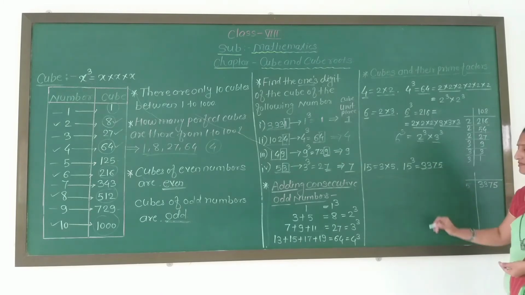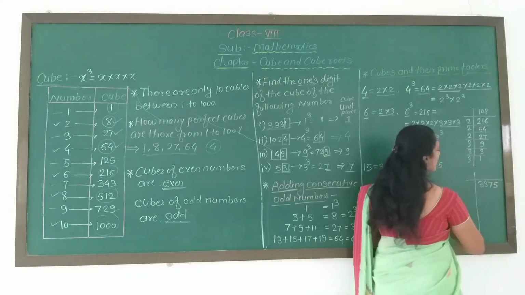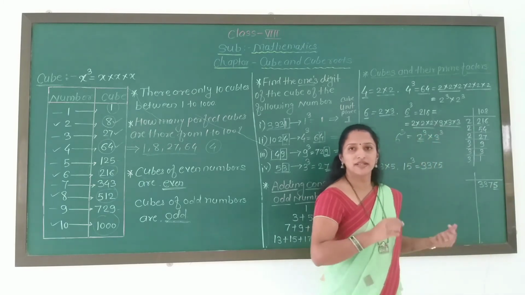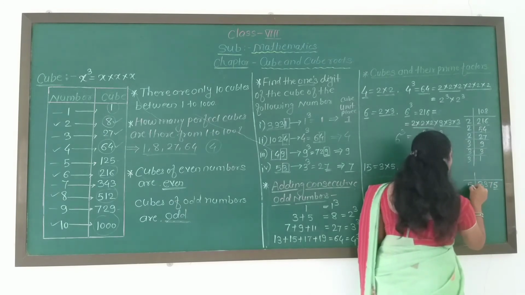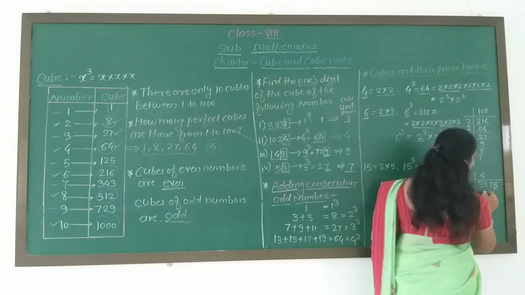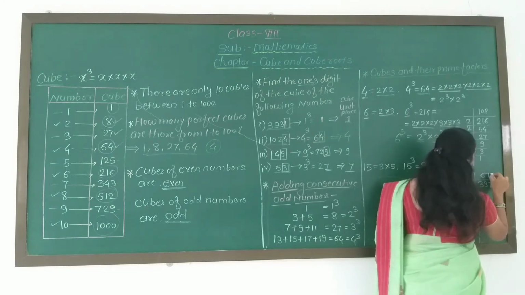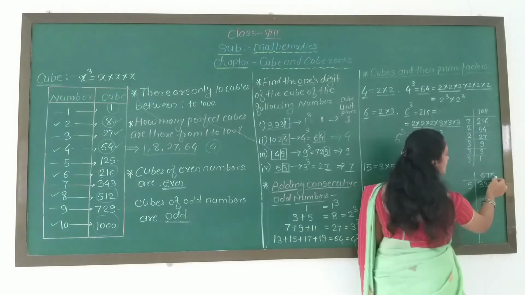Okay. Now just calculate the prime factors of 3375. Look here, 3375. The unit place of this number contains 5. That means this number is divisible by 5. So first we divide this number by 5. 5 sixes are 30, 3 is remaining. 5 sevens are 35, 3 is remaining. 5 fives are 25. That is 675. It contains 5 at the unit place.